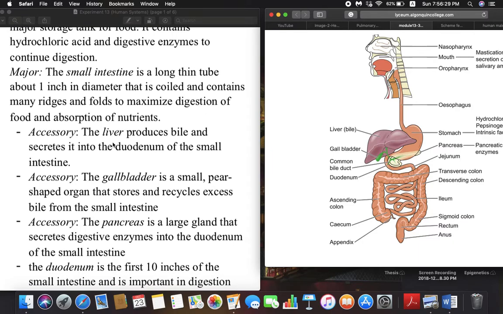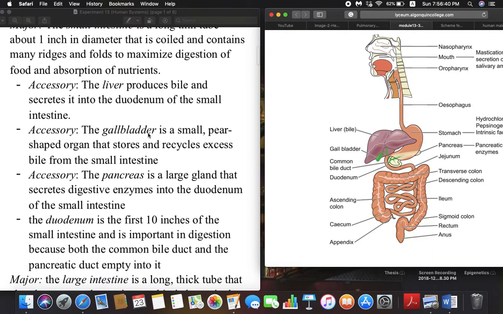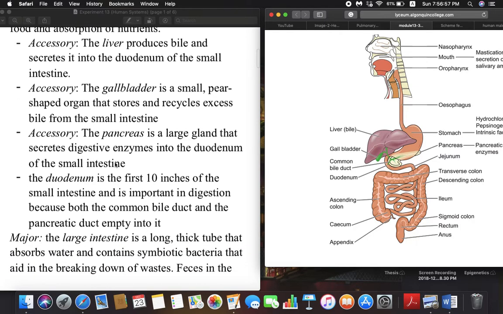The function of the liver with regards to the digestive system is to produce bile, and it secretes this bile into the duodenum via the common bile duct. The gallbladder is a small pear-shaped organ, which is found here, and its main function is to store and recycle excess bile from the small intestine. As we discussed in the last lab, the only part of the bile to be recycled by the body are the bile salts.